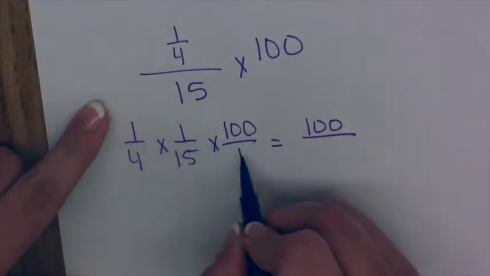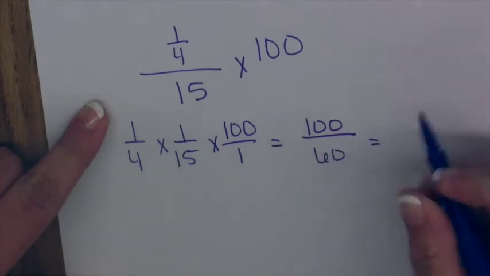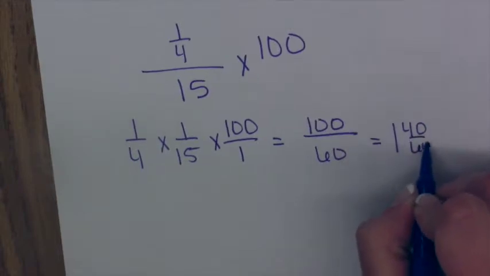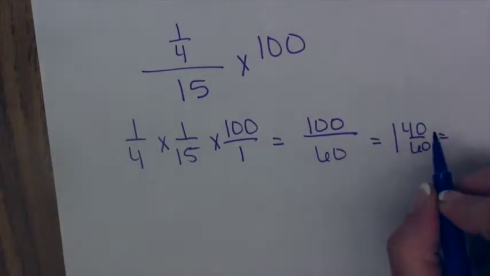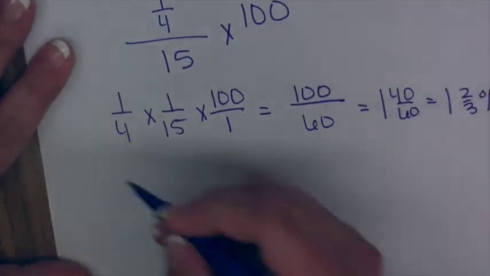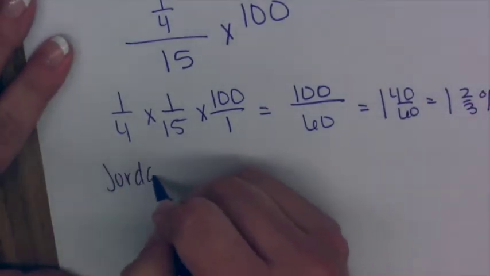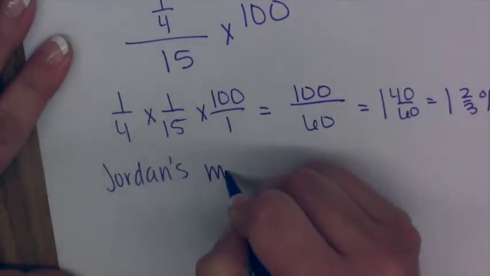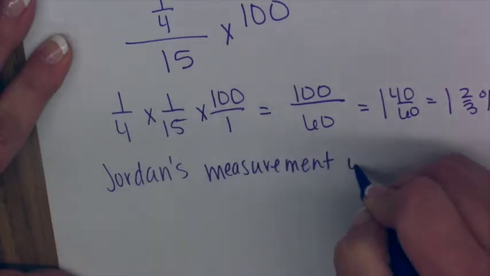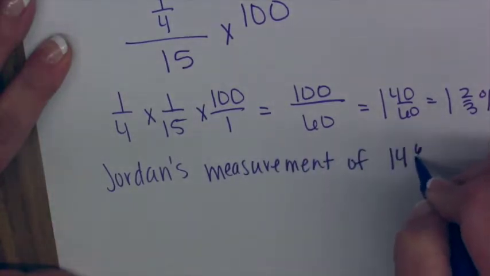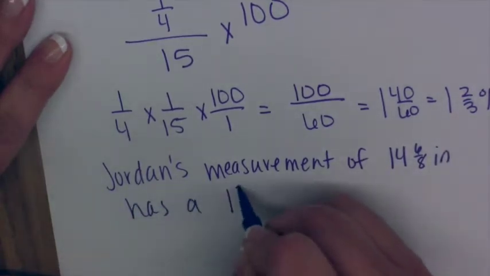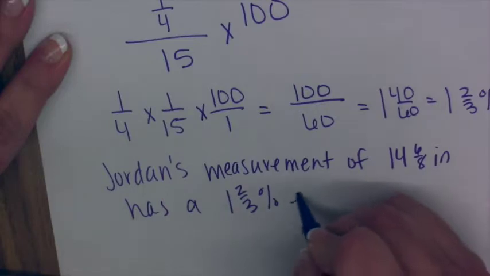4 times 15 times 1 is 60, which is 1 40/60, which when we simplify is 1 2/3%. So this means Jordan's measurement of 14 6/8 of an inch has a 1 2/3% error.